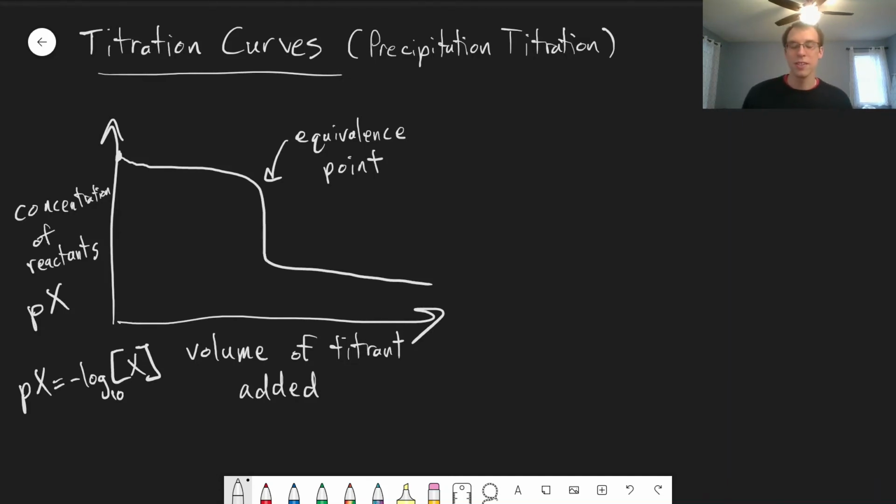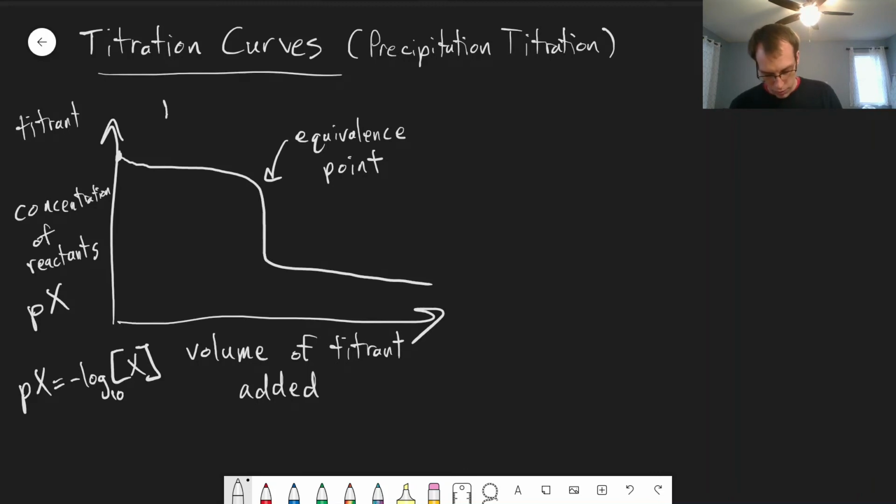This is where our reactants are all getting used up, and afterwards we're going to have a lot of excess of the thing that we're adding, right? So usually, in a curve that looks like this, our y-axis is in terms of the concentration of the titrant. Basically, there's very little of it to start with, which is a very high pX value, and there's a lot of excess of it after you get past the equivalence point, because it's already reacted with everything it's going to react with.